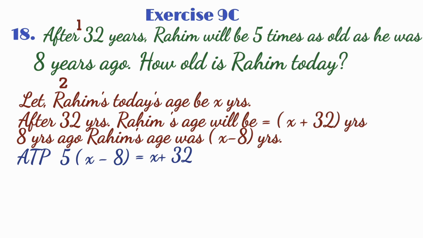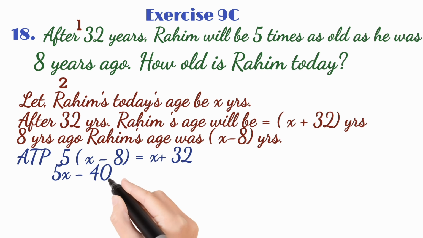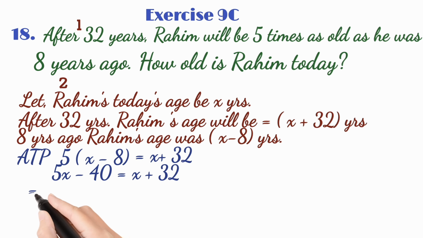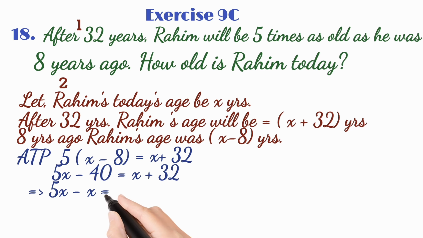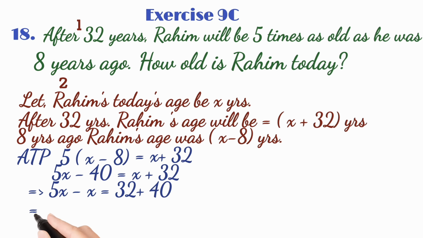Now you multiply 5 with x and minus 8. So you will get what? 5x minus 40 equals x plus 32. Now simply we will shift the variable x from right side to left side. So sign will also change. Means 5x minus x equals 32 plus 40, because we have shifted minus 40 from left side to right side. Now 5x minus x equals 4x equals 32 plus 40 equals 72.